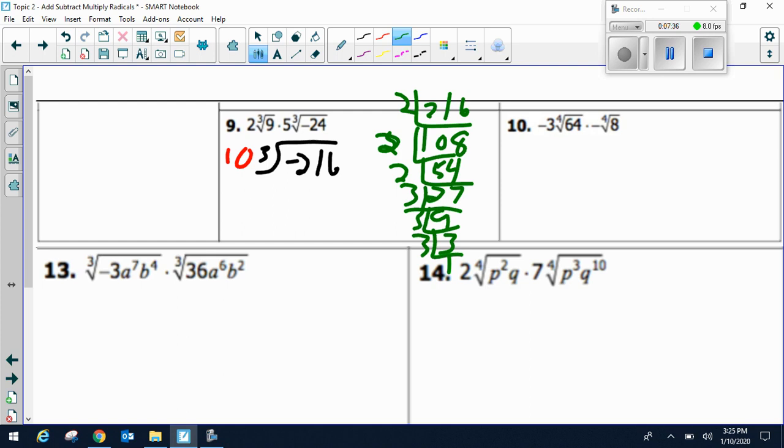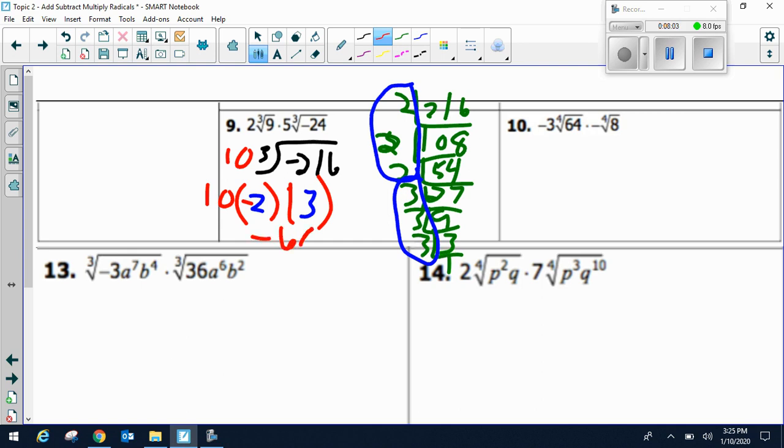And because it's the cube root, we're looking for groups of 3. We have a group of 3 there, and a group of 3 here. So it's going to be 10 times the group of 3 there, which is 2, times the group of 3 there, which is 3. And there's nothing left inside, and that's going to be negative because of the negative that's inside. So you get negative 20, negative 60.